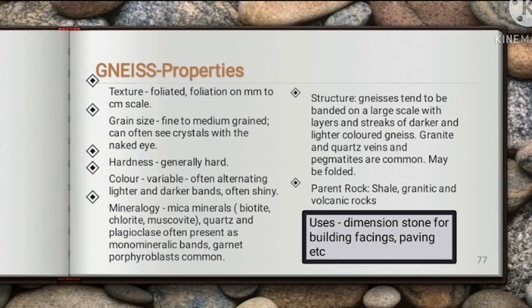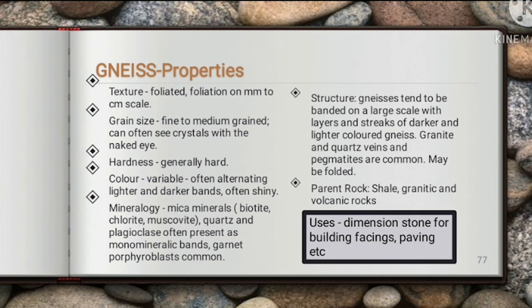Texture. Foliated. Foliation a millimeter to centimeter scale. Grain size. Fine to medium grained and can often see crystals with the naked eye. Hardness. Generally hard. Color. Variable. Often alternating lighter and darker bands, and often shiny. Mineralogy. Mica minerals such as biotite, chlorite, and muscovite. Quartz and plagioclase often present as monomineralic bands. Garnet or porphyroblasts common.